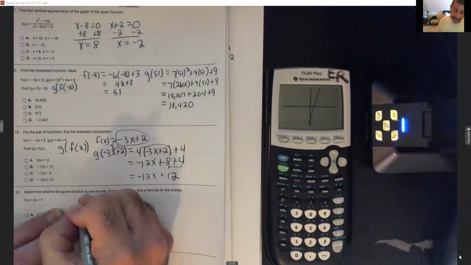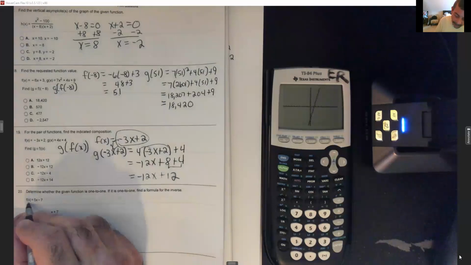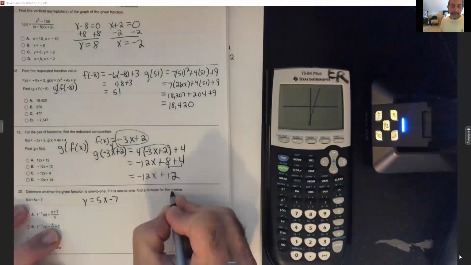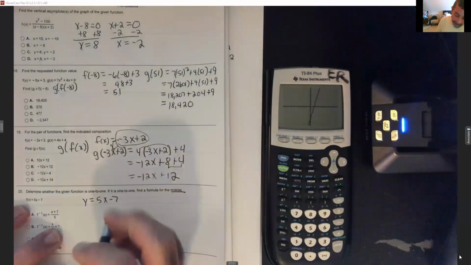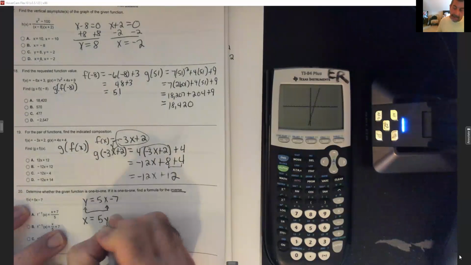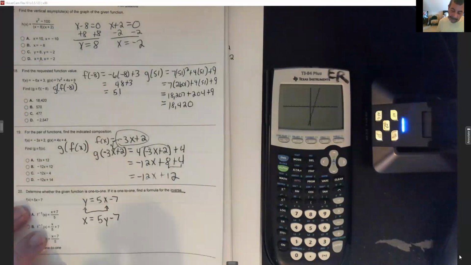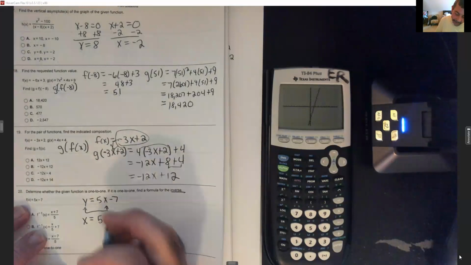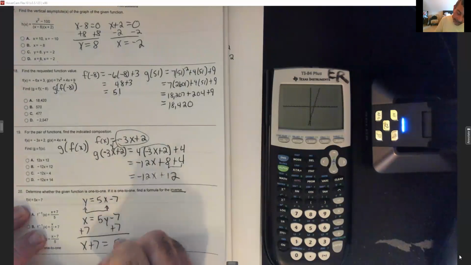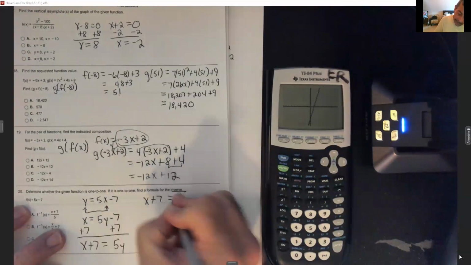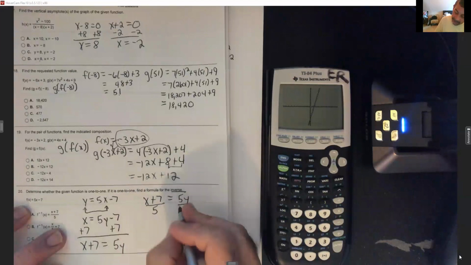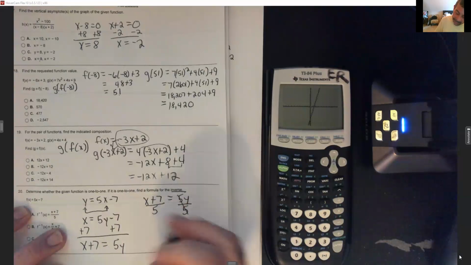Okay, so since it's 1-to-1, we replace f of x with a y. So y equals 5x minus 7, because now we're finding that inverse. Then you switch the x and y around so that you get x equals 5y minus 7. And at this point, solve it for the y. So to solve that for the y, I would add 7 to both sides. x plus 7 will equal 5y. And then divide both sides by 5. So that cancels, you got your y by itself, and this is x plus 7 over 5.